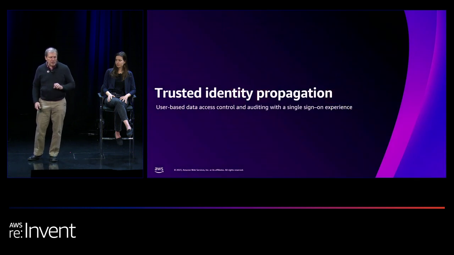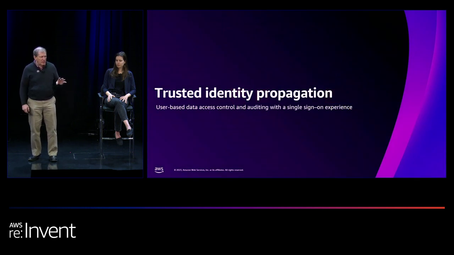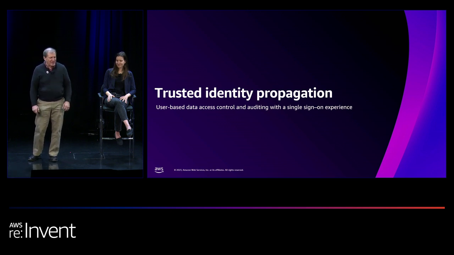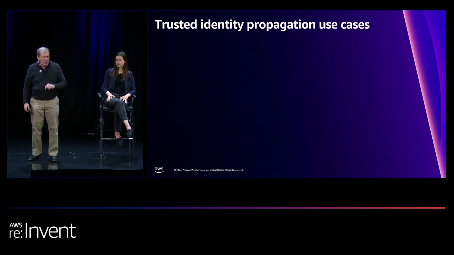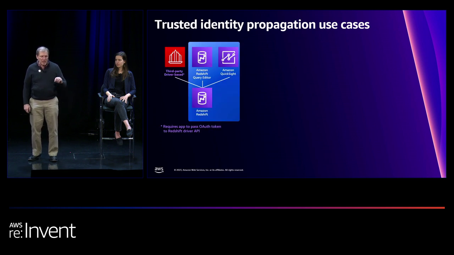Now, with that, I'm going to turn it over here. We want to take a look at some. Let me back up. Here we go. The trusted identity propagation builds on top of Identity Center to deliver this easier way to do user-based data access control and auditing with a single sign-on experience. And we've got several different use cases. We're going to be talking about Amazon Redshift Query Editor and QuickSight today, and I'm going to be turning over this to Camille in just a second.